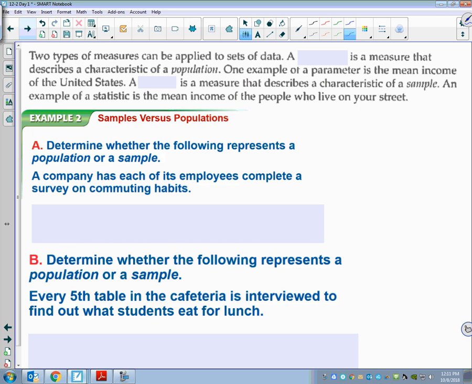It says 2 types of measures can be applied to a set of data. A parameter is a measure that describes the characteristic of a population. One example of a parameter is the mean income of the United States.